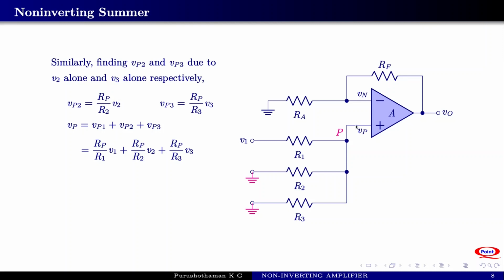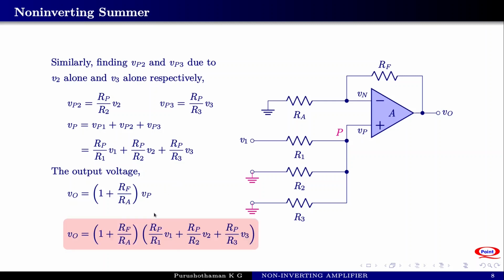The output will be input multiplied by the gain. The gain is 1 plus Rf by Ra. So the output is equal to 1 plus Rf by Ra into Vp, where Vp is given by this expression: Rp by R1 V1 plus Rp by R2 V2 plus Rp by R3 V3. So you are substituting for that. We get an expression for Vo equals 1 plus Rf by Ra into Rp by R1 V1 plus Rp by R2 V2 plus Rp by R3 V3.